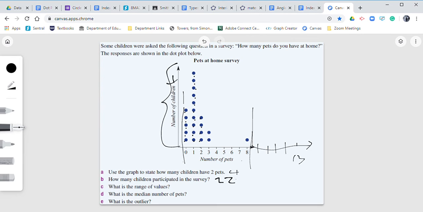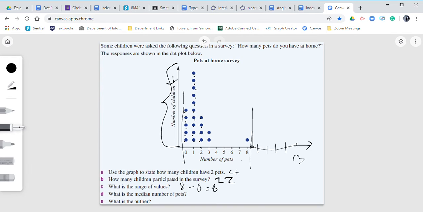So the range is from 0. Our maximum is 8, our high value, and our low value is 0, so you go 8 minus 0 equals 8. If the data range was between 6 and 3, you go 6 minus 3, and you say 3. But 0 to 8 is 8.